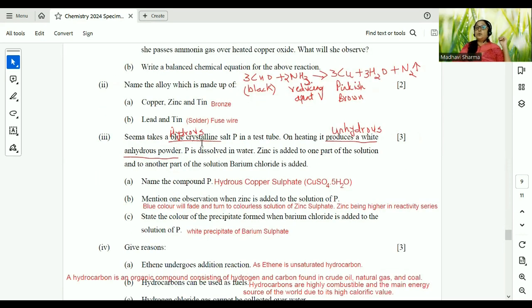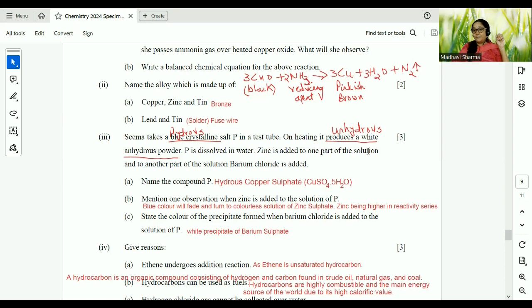Seema takes blue crystalline salt P in a test tube. On heating, it produces a white anhydrous powder. So blue, hydrous; white, anhydrous. Definitely it is hydrous copper sulfate, CuSO4.5H2O. Now this P, that is copper sulfate, is dissolved in water.